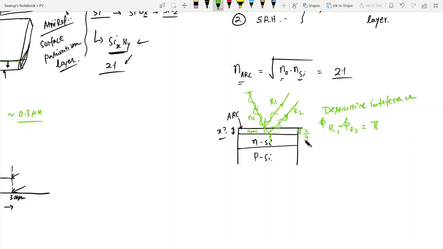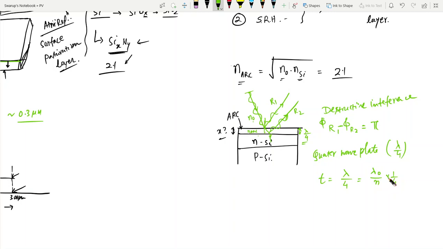So the thickness of this ARC has to be λ/4, or what we call a quarter wave plate, okay, in this thickness. So it has a thickness of λ/4, and this lambda is the lambda in this ARC, right? So it will be λ0 over n, right?